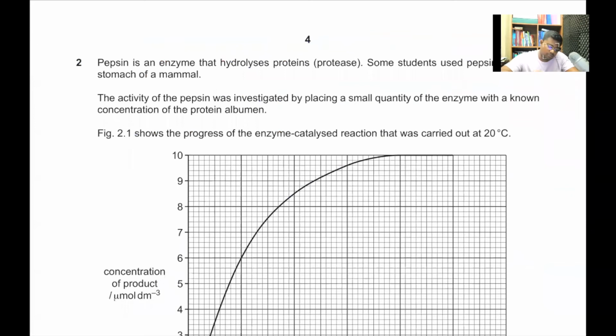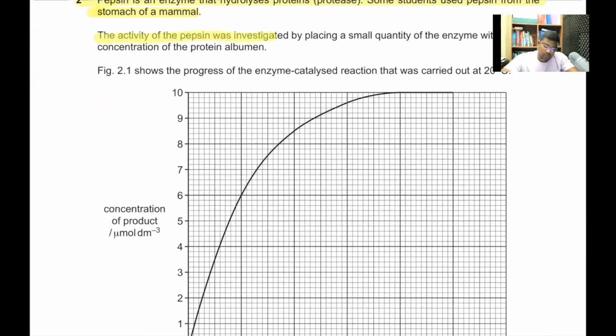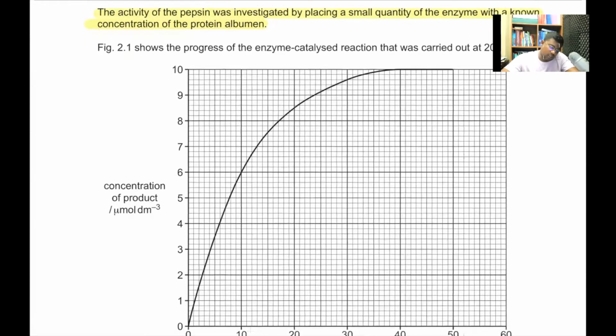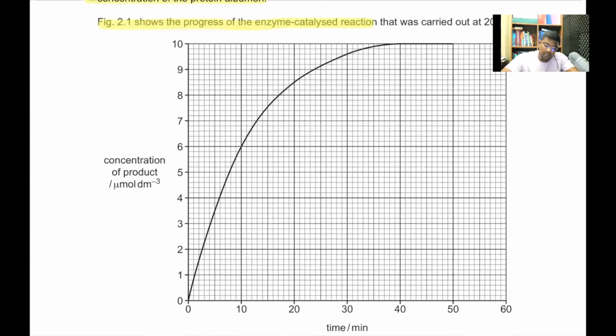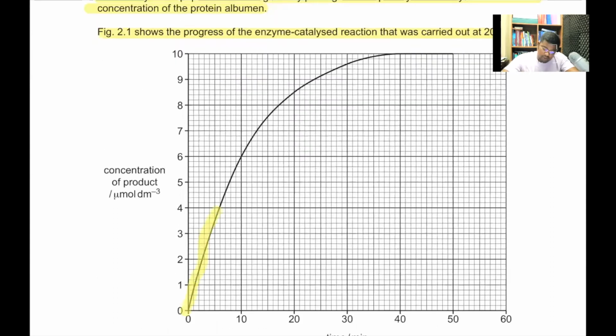Question number 2. Pepsin is an enzyme that hydrolyzes protein, a protease. Some students used pepsin from the stomach of a mammal. The activity of pepsin was investigated by placing a small quantity of the enzyme with a known concentration of the protein albumin. Figure 2.1 shows the progress of the enzyme catalyzed reaction that was carried out at 20 degrees Celsius. So we can see as the time increases, the concentration of the product, which is the amino acid, also increases.